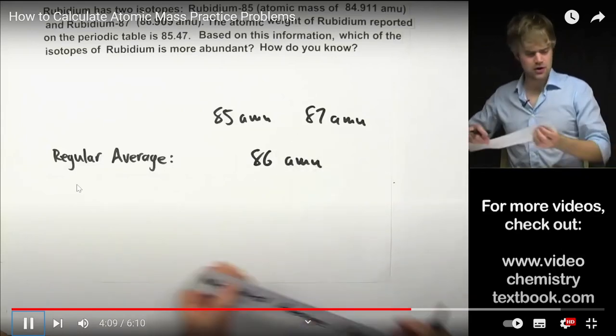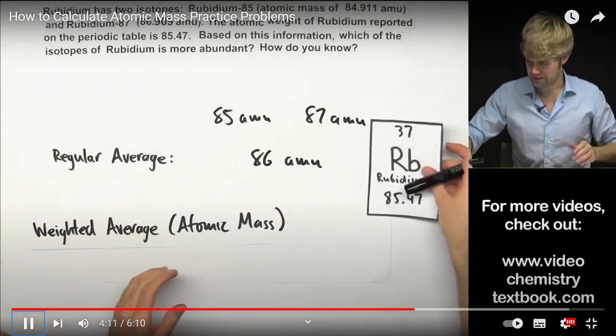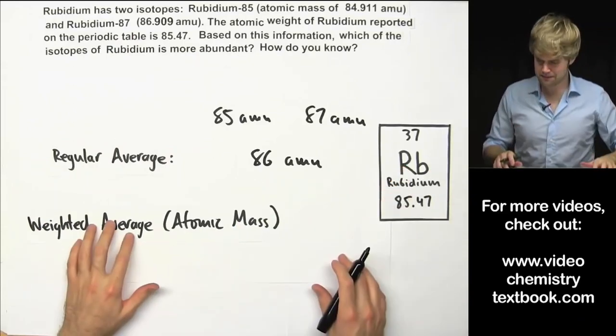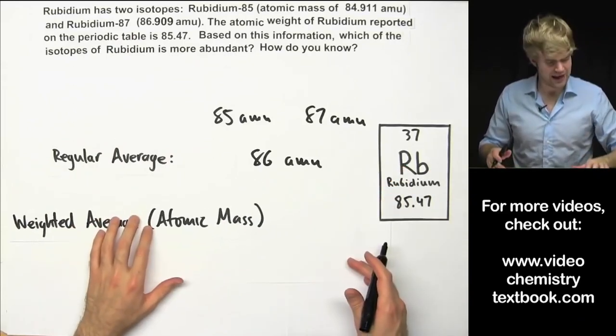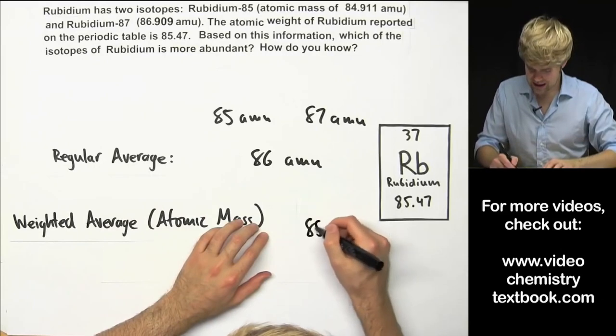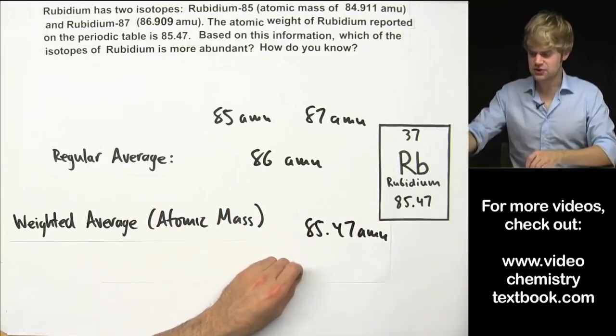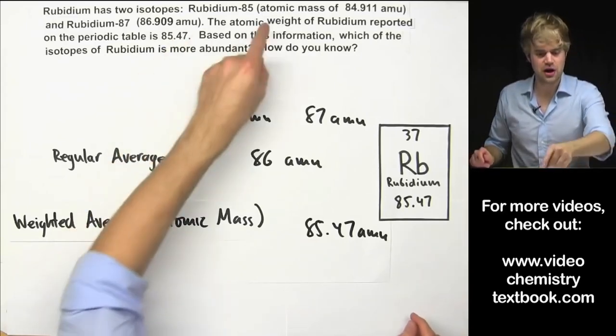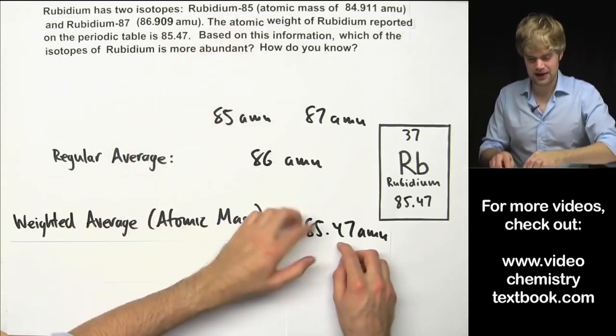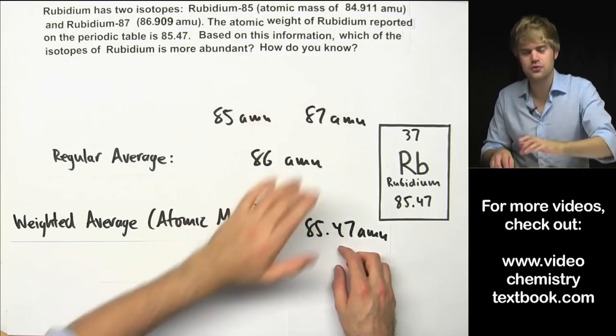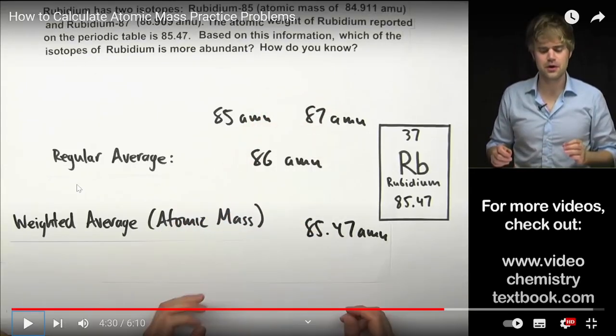But instead, we can tell from here and from the periodic table that the atomic mass of rubidium, the weighted average, isn't 86, it is 85.47 AMU. This means that it's closer to the mass of rubidium-85. It's not in the middle, and it's not close to 87. I'm just going to pause it there, so if you want to write any of this down, you can. If you don't want to, that's also fine.